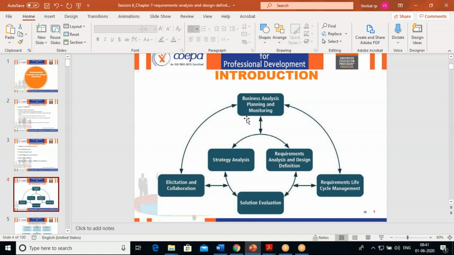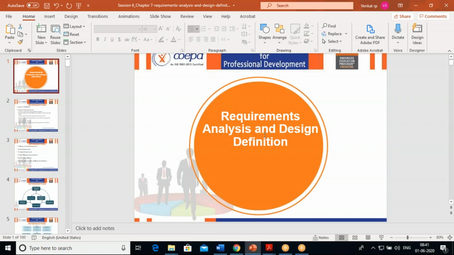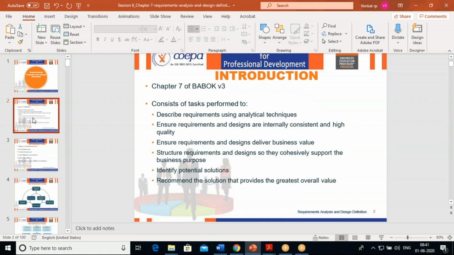Already we covered till strategy analysis, and today we are going to discuss requirements analysis and design definition. Here we are going to map the project and understand the project through requirements. We are going to understand the project through requirements. For that, we have to understand requirements.